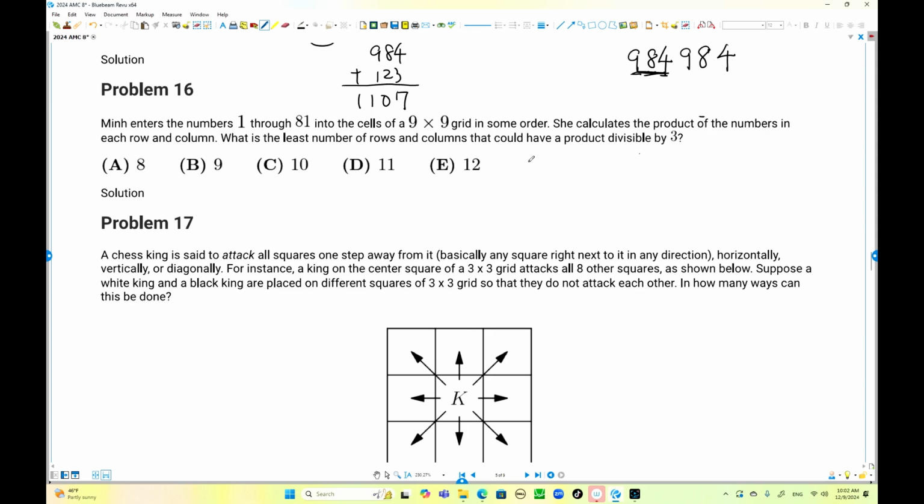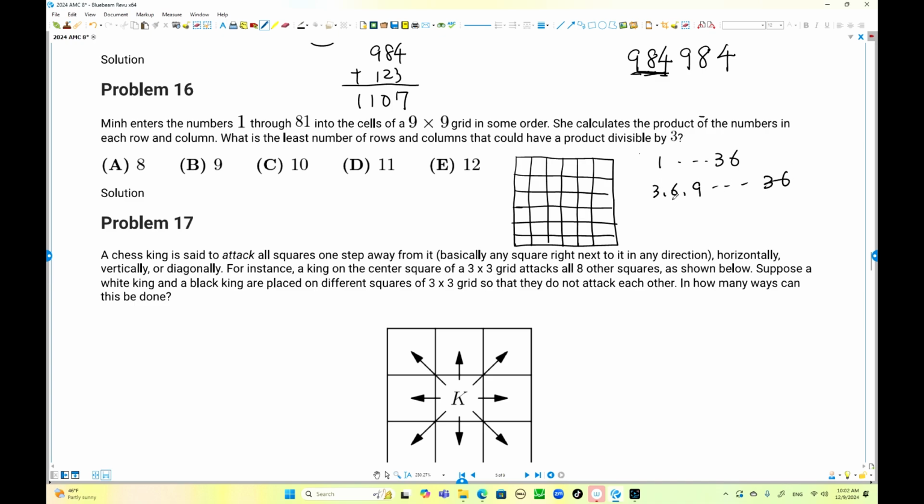Maybe you can try a 6 by 6 first, since it is small and we can find this quickly. There are 36 numbers, 1 to 36. How many numbers are multiples of 3? 36 divided by 3 is 12 numbers: 3, 6, 9, up to 36. There are 12 numbers that are multiples of 3.